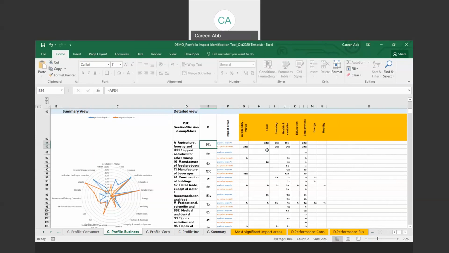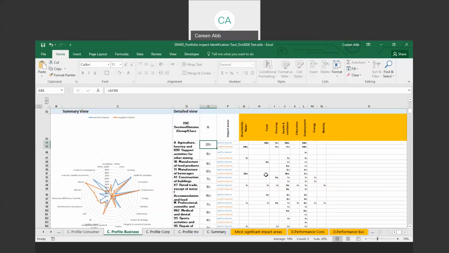Please note that some figures are bolded, others are not. This has a meaning. Bolded figures indicate that the sector here is a key sector for the impact area. Should the figure not be bolded, the sector is not considered a key sector for the impact area that's under consideration. So in this example, agriculture, forestry, not considered a key sector when it comes to the impact area of housing, but considered definitely a key sector when it comes to the question of availability of water.